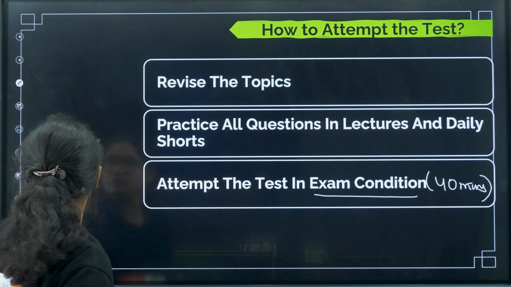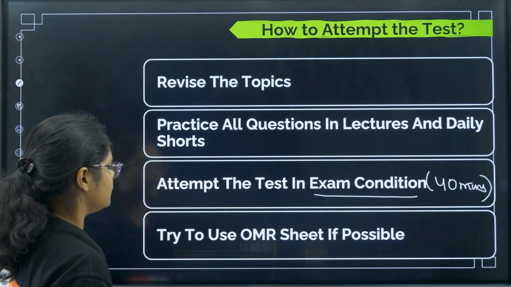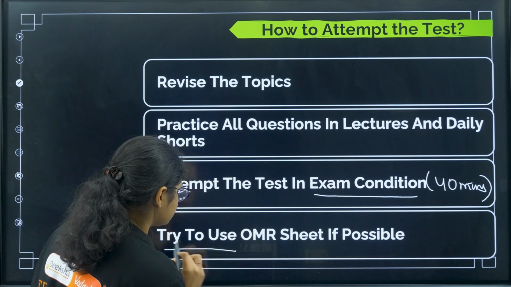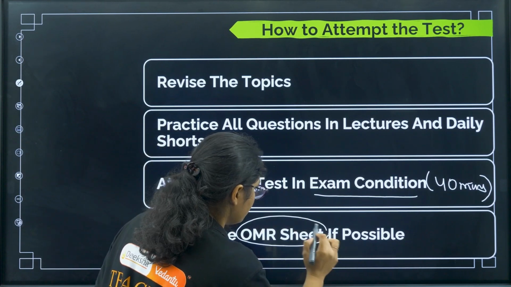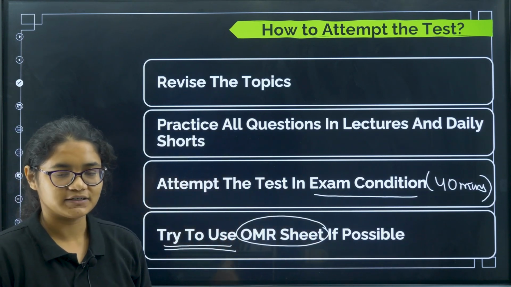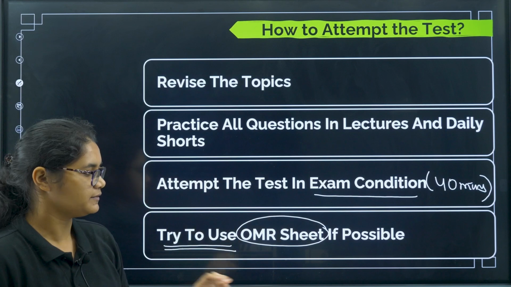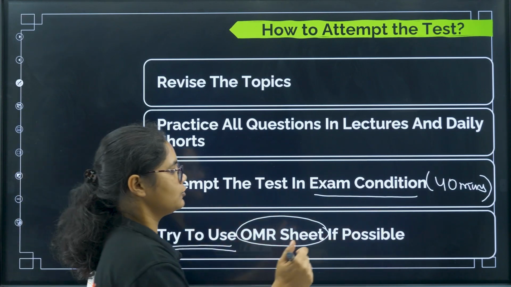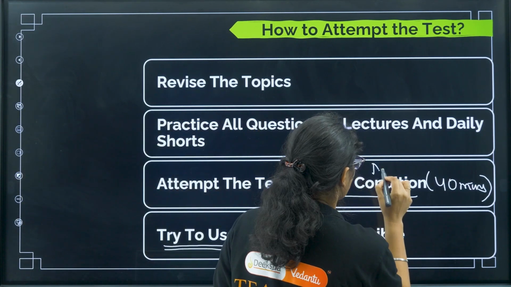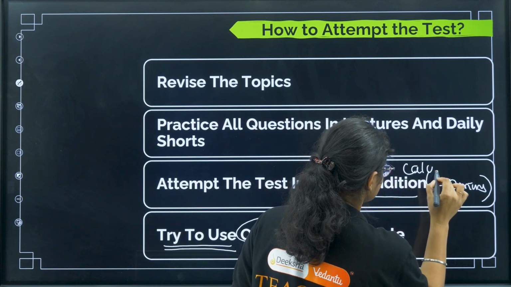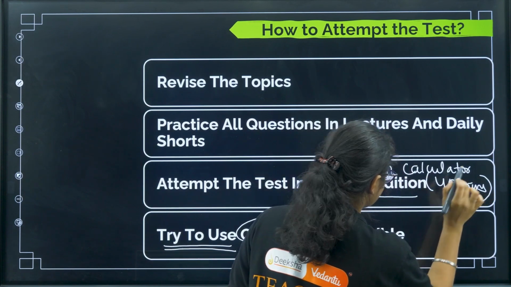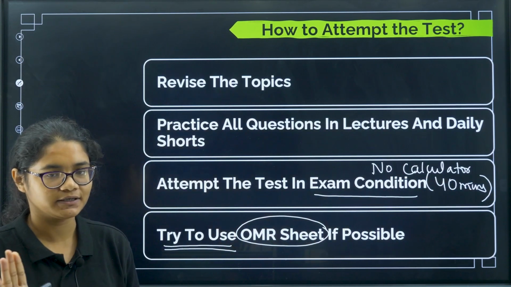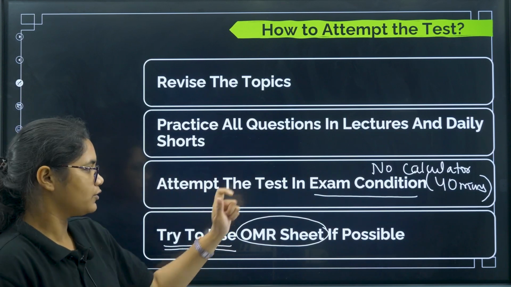Okay, and one more thing that you should remember is to try to use the OMR sheet. If possible, we'll be giving you the OMR sheet link also in this video. If possible, you have to use the OMR sheet. And one more thing, in the exam condition, no calculator. You cannot use a calculator here, right? You know, in the KCET examination, calculators are not allowed, so you cannot use a calculator.